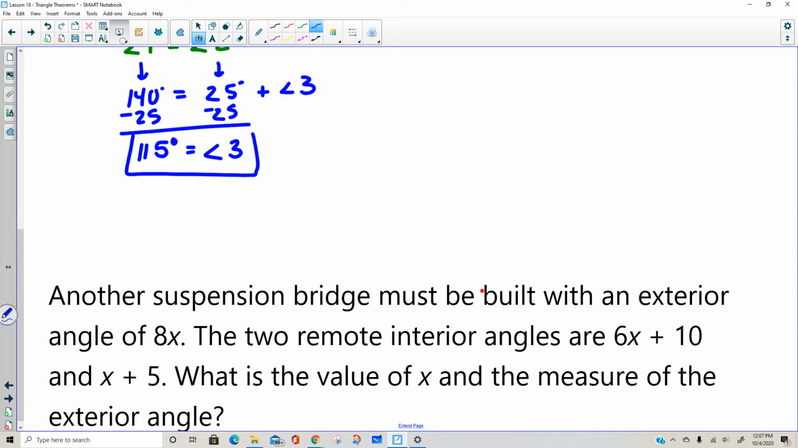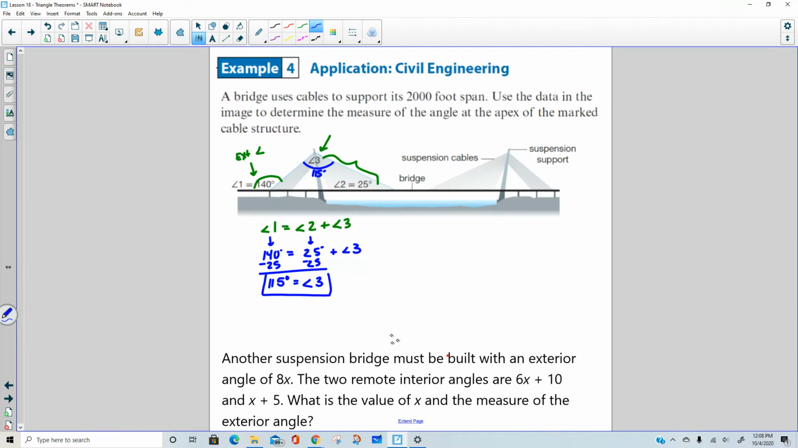So let me get a bigger screen here. All right, so I'm going to erase everything from before. And let's just pretend we've got the same diagram here. I think it's going to work out. Okay, so new color. All right, read together with me again. Another suspension bridge must be built with an exterior angle of 8x. Okay, so instead of 140, we're going to put in 8x. Okay, that exterior angle has to be 8x.